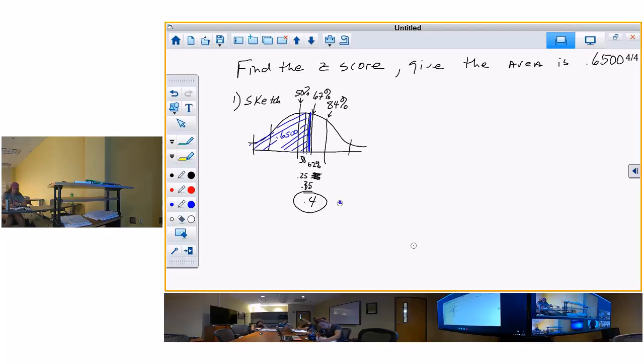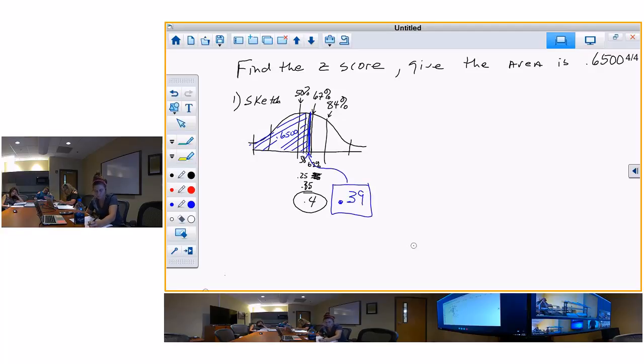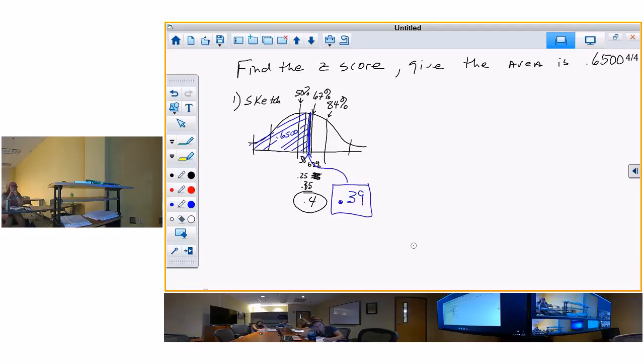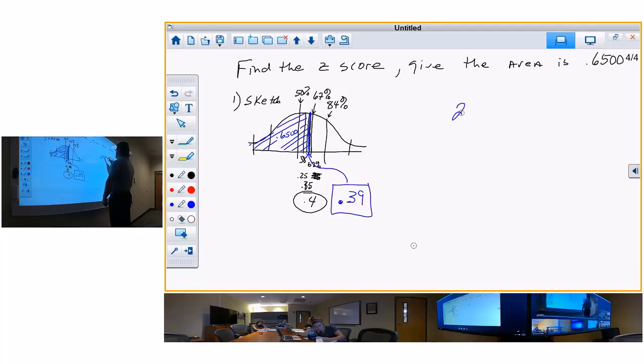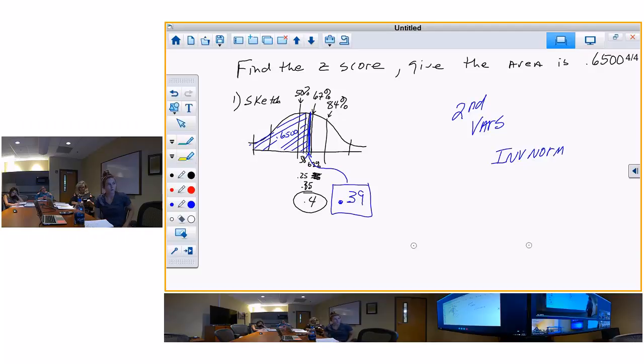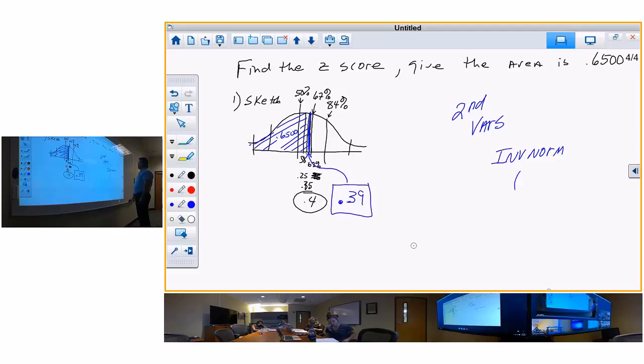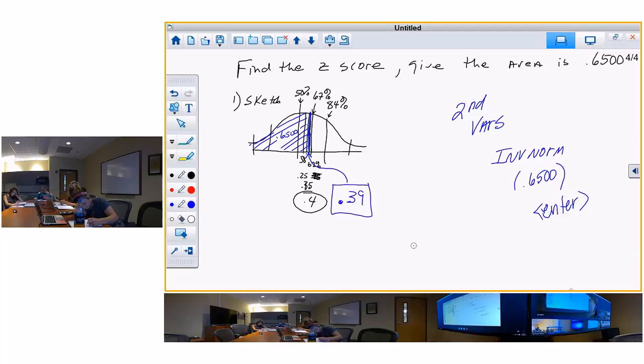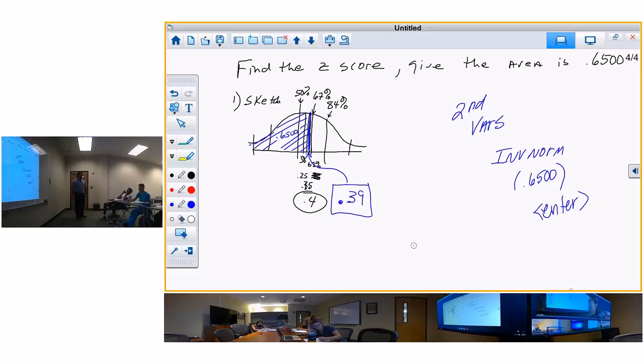So our answer is 0.39. Now we take it in our handy dandy calculator and we say second, bars, inverse norm. And it's going to have a set of parentheses, and you type in 0.6500 and enter. Somebody do that for me. Tell me what you get when you type in inverse norm.